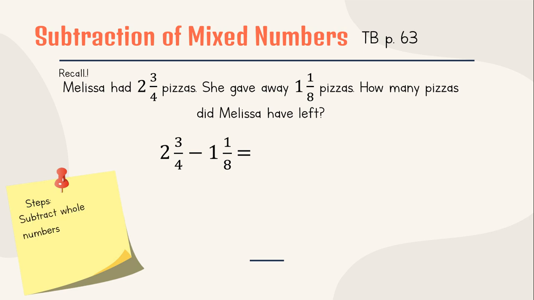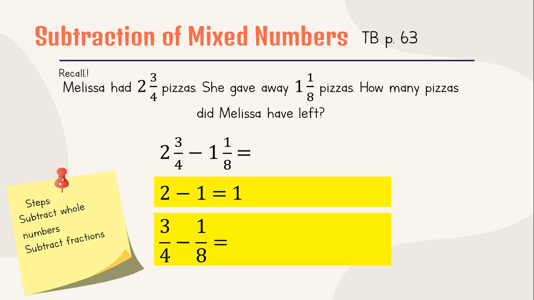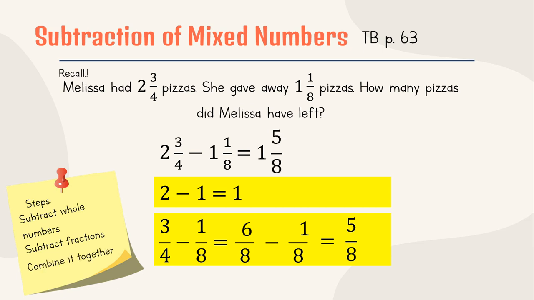Can you see the whole numbers? Yes, 2 minus 1 equals 1. And then subtract the fraction: 3/4 minus 1/8. That's it. And then combine it together. Okay? So this is what we can call having enough. But what if it's not enough?